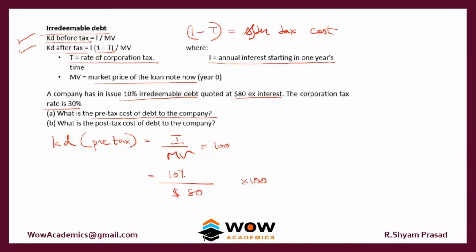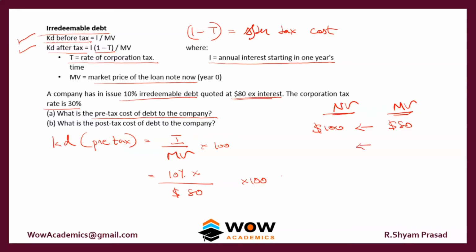Now the question is, I refers to the interest, but on what? On the nominal value. I is always on the nominal value, but nominal value is not given in the problem. Then how do we work it out? See, nominal value and market value are related. In this question, market value is 80. That means nominal value should be 100.